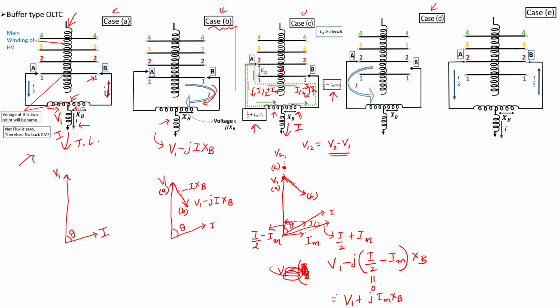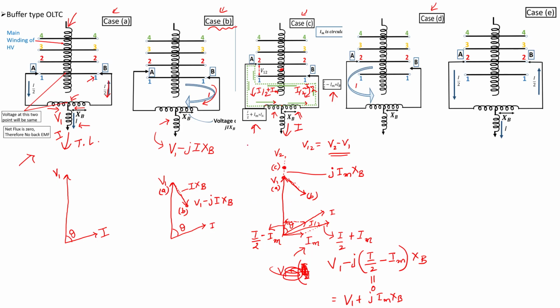This is the position C voltage. Now where is Im? So Im is here. j Im Xb is in fact in phase with V. j Im Xb is in phase with voltage. Now this magnitude, so here this magnitude is simply j Im Xb. So we are getting V1 plus j Im Xb.